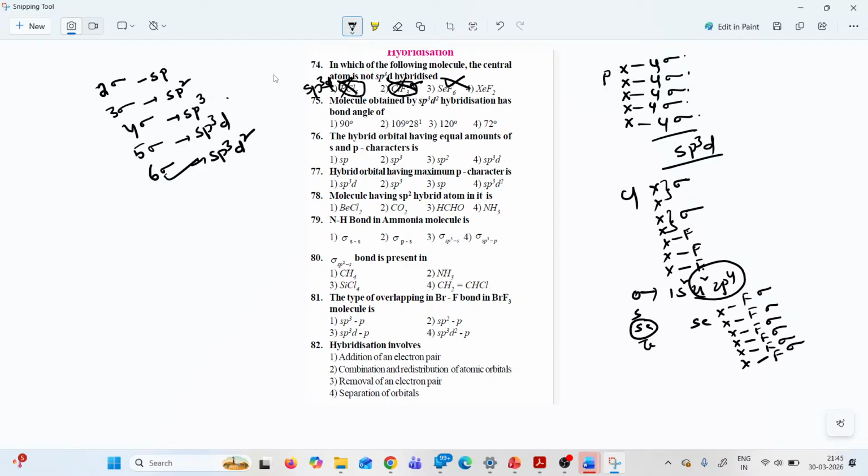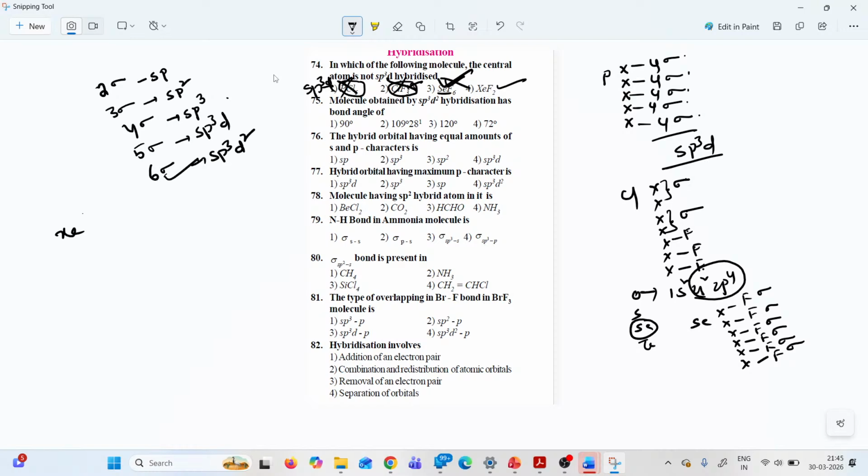This is not multi-correct, it is single correct, so SeF6, selenium hexafluoride, is the answer. They are asking which one is not sp3d. PCl5 is sp3d, ClF3 is sp3d. Then we'll check XeF2, xenon difluoride, also, so our doubt will get clear.